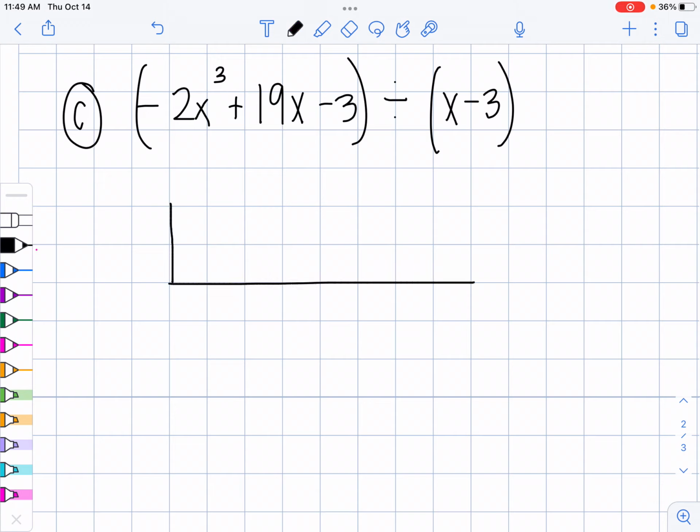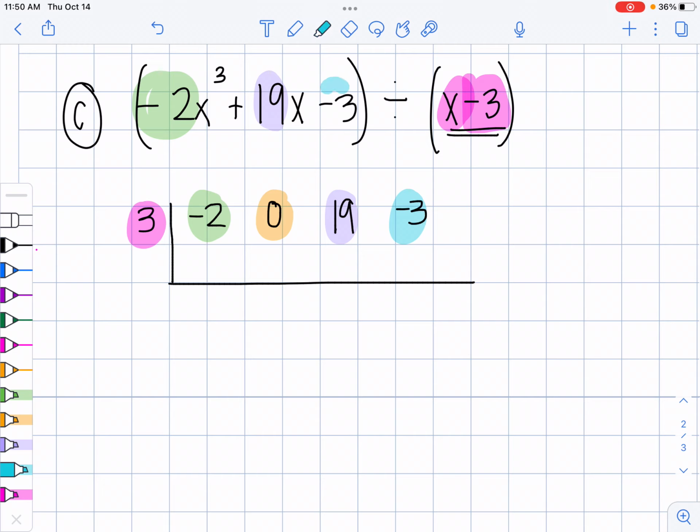So I'm going to write out my box here, and I have what I divide by here, and we're going to go x to the third, x squared, x's, constants. So x minus 3 means I'm really going to have a positive 3 here because it's showing as a minus 3. I have a negative 2 here. I don't have any x squareds, so here I'm going to write a 0. Here I have a 19, and here I have a negative 3. Whoops, I forgot to color that in.